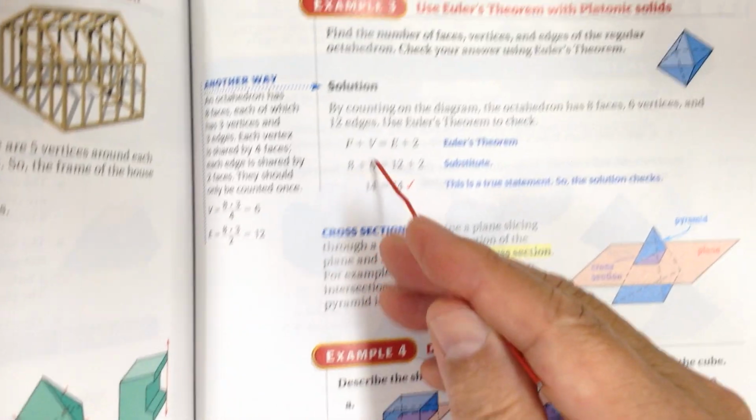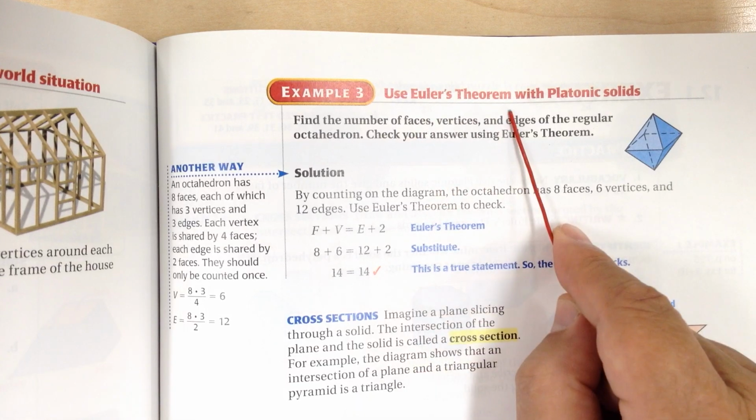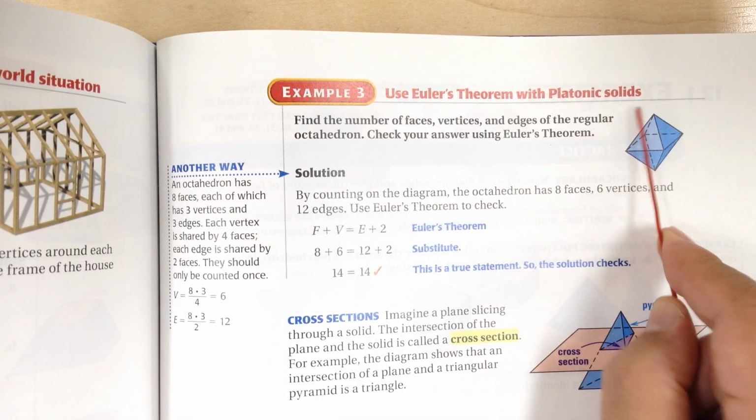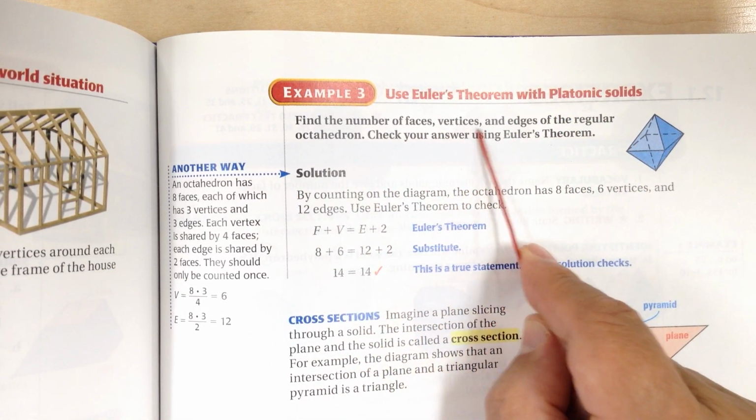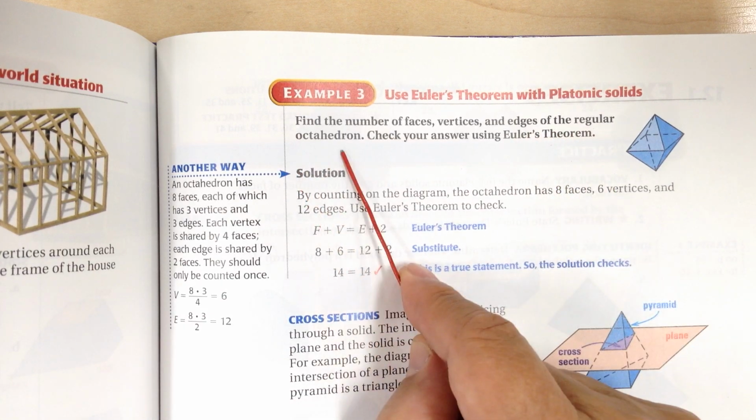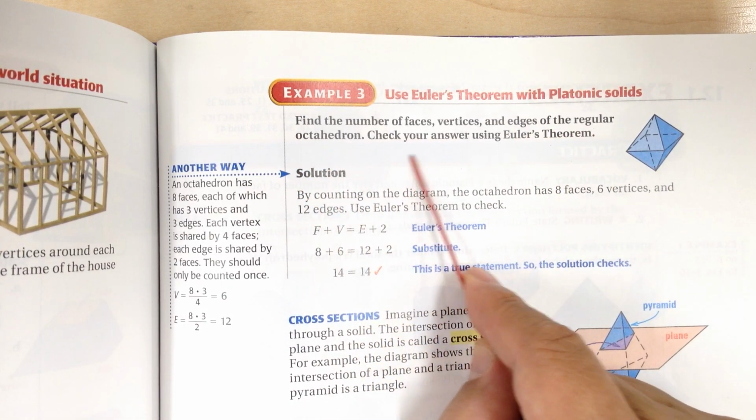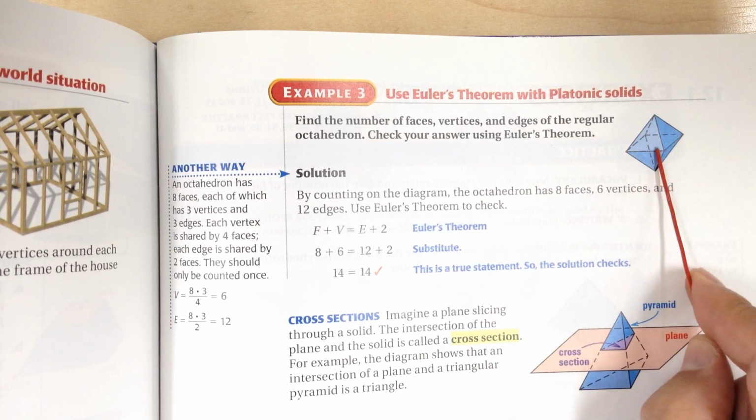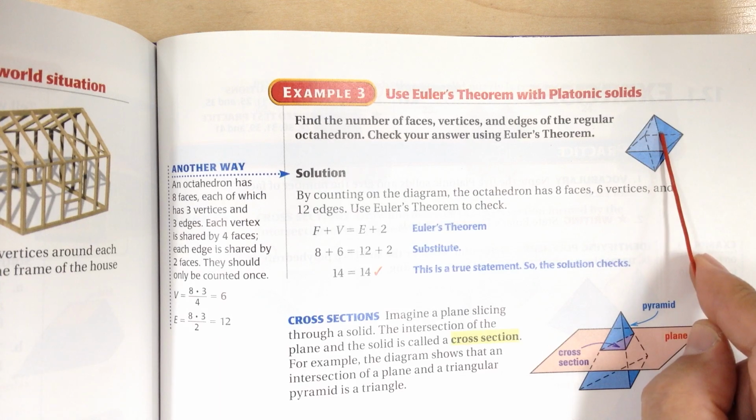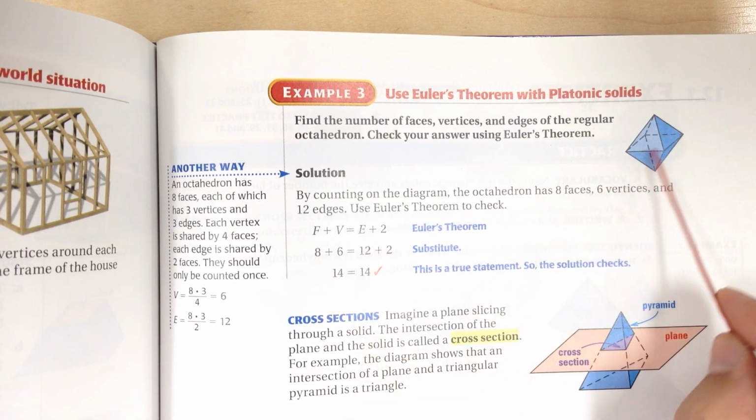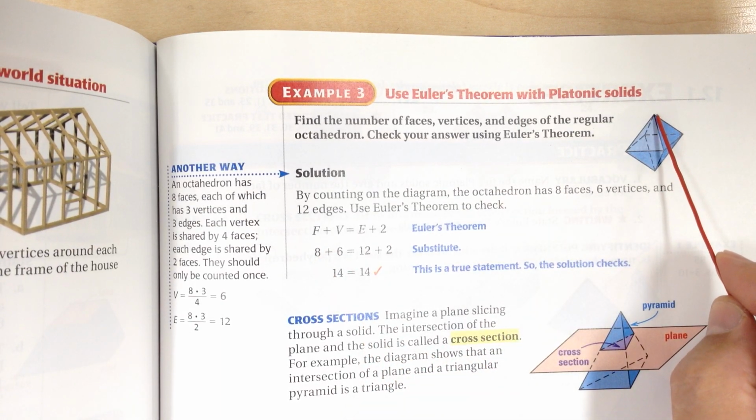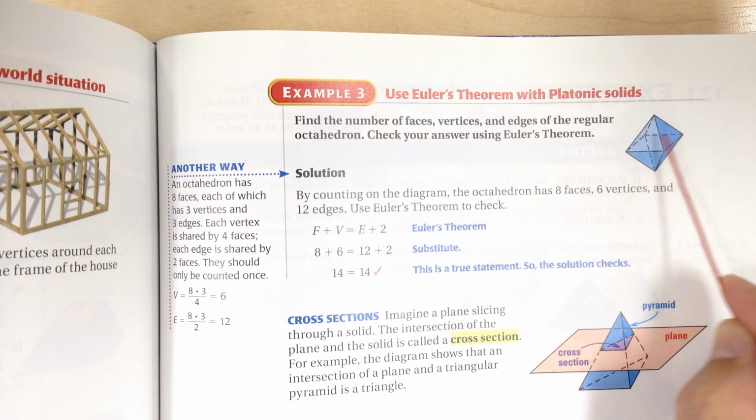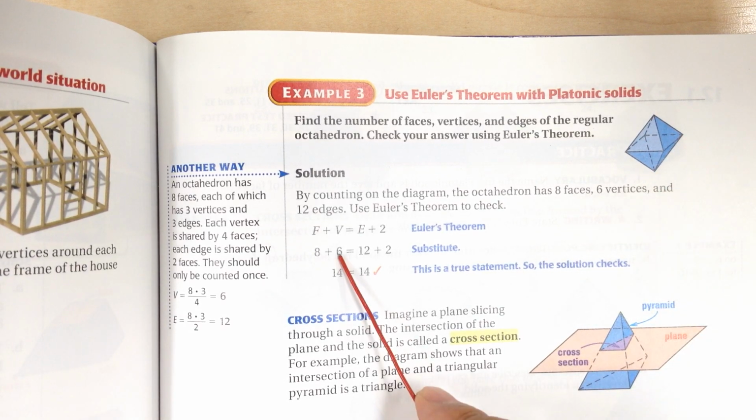Now let's go to example 3. Use Euler's theorem with Platonic solids. Find the number of faces, vertices, and edges of the regular octahedron. Check your answer with Euler's theorem. So here's the octahedron. There are 8 faces, so that's 8. And the vertices, again, you can count them.